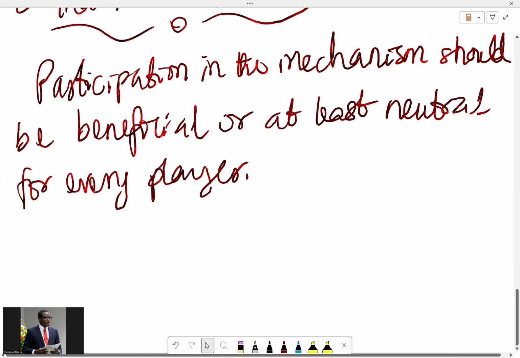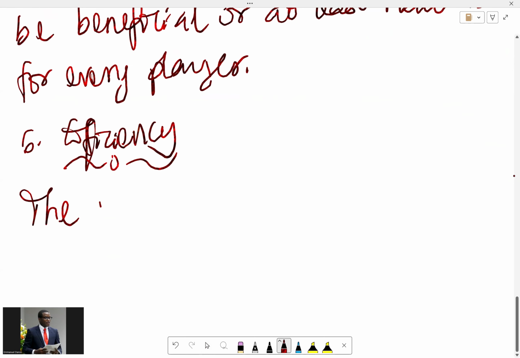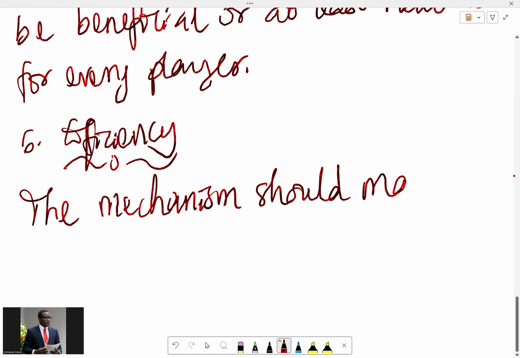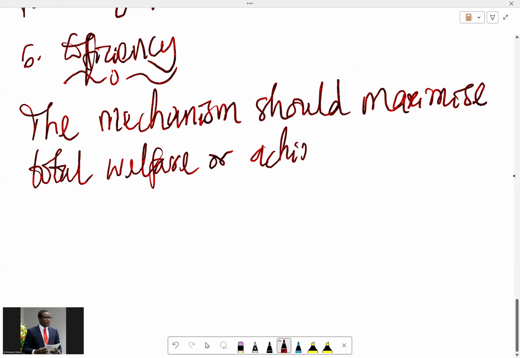Then we have efficiency. Again, the mechanism should maximize total welfare, or achieve the designer's specific goal.